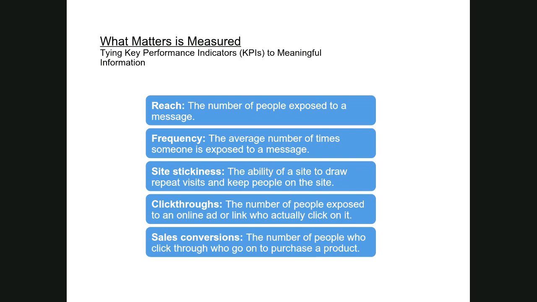This slide mentions a few. Reach, the number of people exposed to a message, whether they read it or not. Frequency, the number of times you hit someone with the message. The stickiness of a site. That's the ability to bring people to your site and keep them on the site. Now, that becomes a little more difficult to measure if someone comes to your site and then they just open another tab because they're doing something else and it looks like they're still in your site.